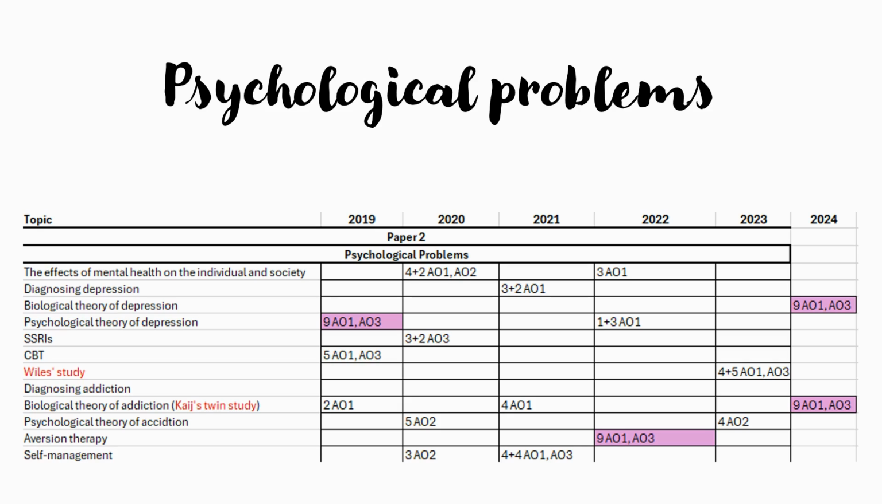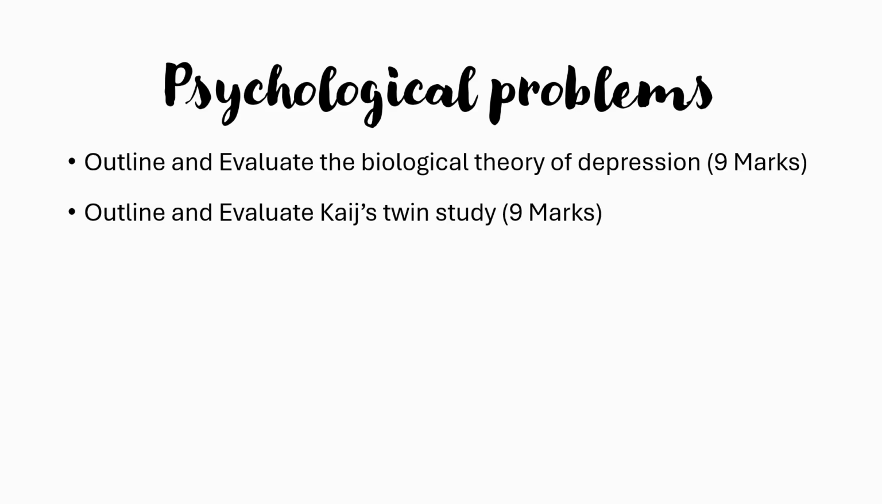the biological theory of addiction. So that's the one with the Temperance Board in Sweden, and alcoholics and identical and non-identical twins. There was a higher incidence rate in the identical twins, suggesting a biological underpinning. Again, I think that's quite a nice one to talk about. Lots of evaluation there. The aversion therapy came up a couple of years ago. Self-management hasn't really as a 9 marker, so the 2 9 markers there, again one of the named studies, and then looking at the biological theory of depression, low levels of serotonin.